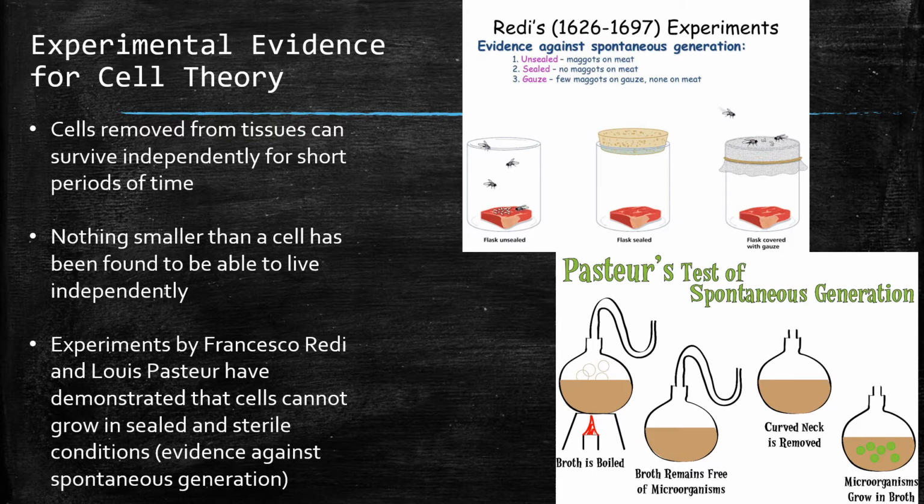So just for review, a cell is the smallest building block of life. It is the smallest form of life that can perform all the functions of life on its own. And it does not spontaneously generate. Cells have to come from pre-existing cells.